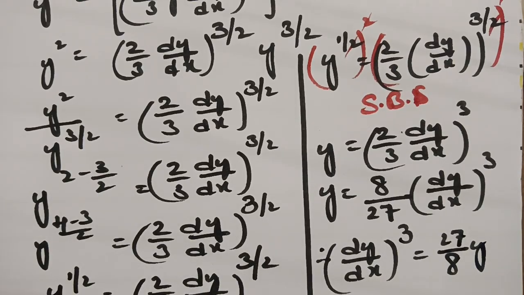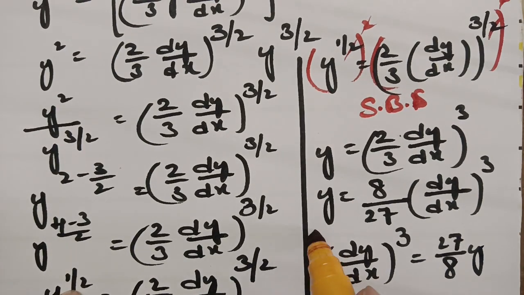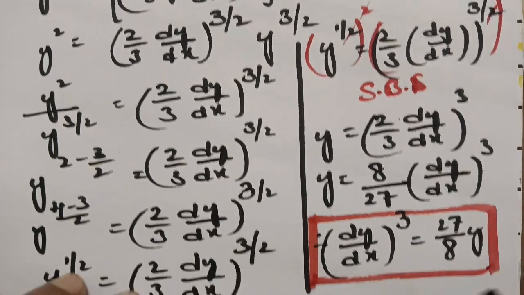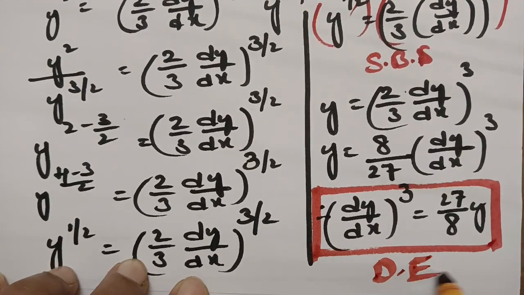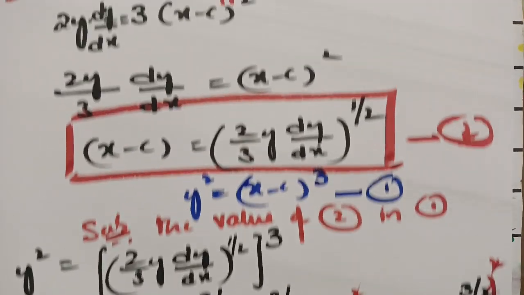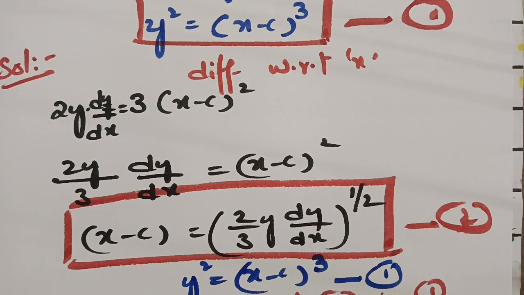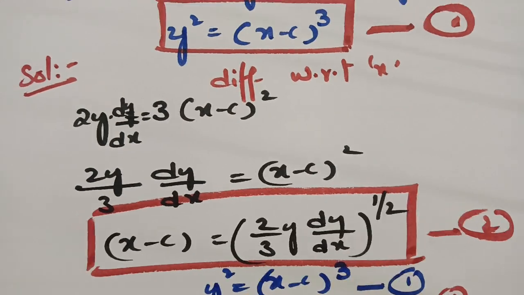So this is the differential equation formed after eliminating the constant C. So this is how we have to solve. This is also so simple, so important.